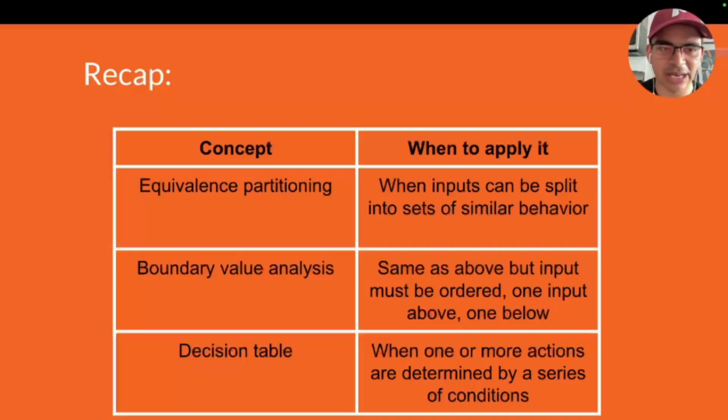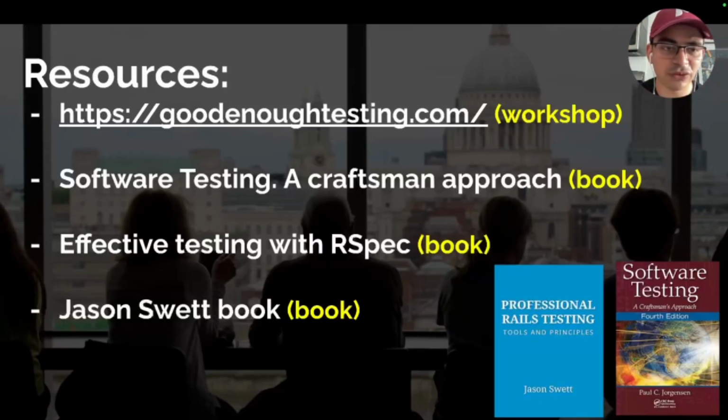So just a recap, here are the three different concepts that we saw, and the resources that I have been using. One is a workshop from Lucian called Good Enough Testing. They currently have, I think, open seats. The second is Software Testing, a book. The third and the fourth are also books: Effective Testing with RSpec, and the Jason Swett book called Professional Rails Testing. I hope you have learned something today, and thank you.